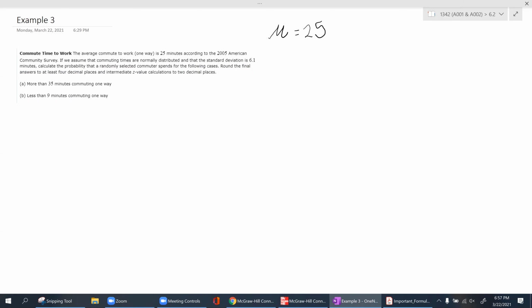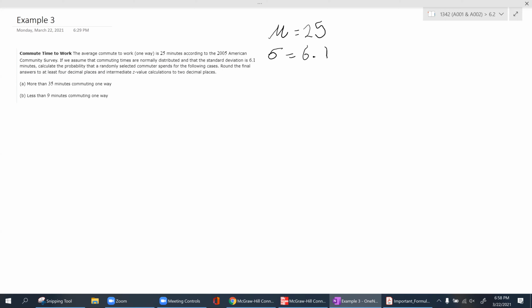According to the 2005 American Community Survey, if we assume that the commuting times are normally distributed with a standard deviation of 6.1, calculate the probability that a randomly selected commuter spends the following amounts of time. Round the final answer to at least 4 decimal places, and intermediate z-value calculations to 2 decimal places. The first one is more than 35. I already know what they're asking me to get.